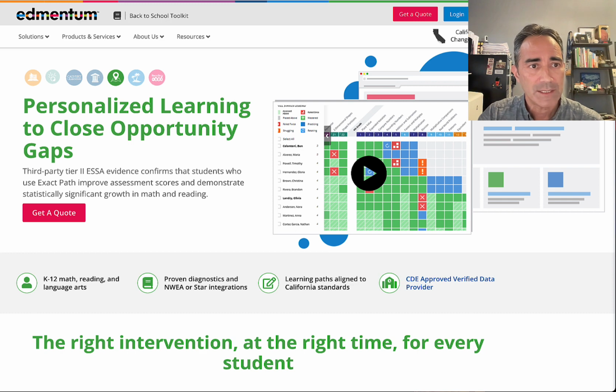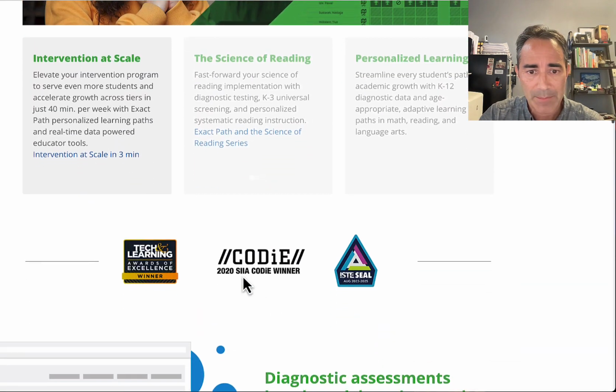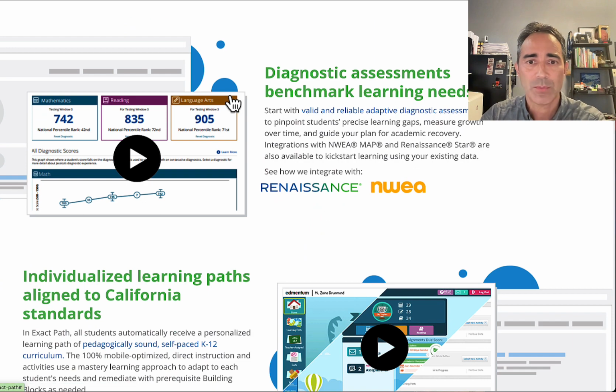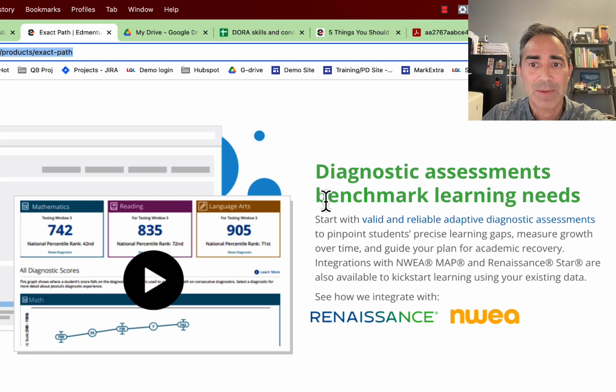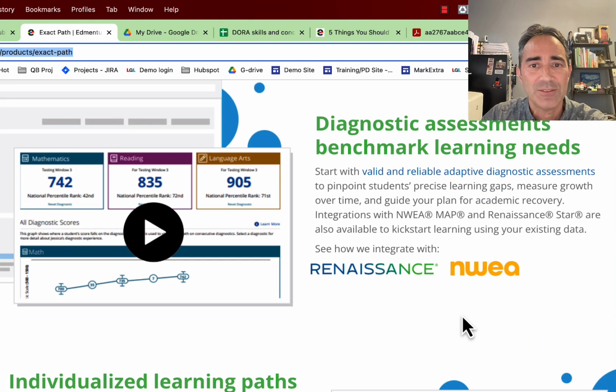But let me start by saying I'm looking at Edmentum's website, at the main page for Exact Path. When I scroll down, it says diagnostic assessment benchmark learning needs. This tells you how it uses data. It starts with a valid and reliable adaptive diagnostic, pinpoints students' precise learning path, and also says you could integrate it with NWEA MAP or Renaissance Star to use their existing data.